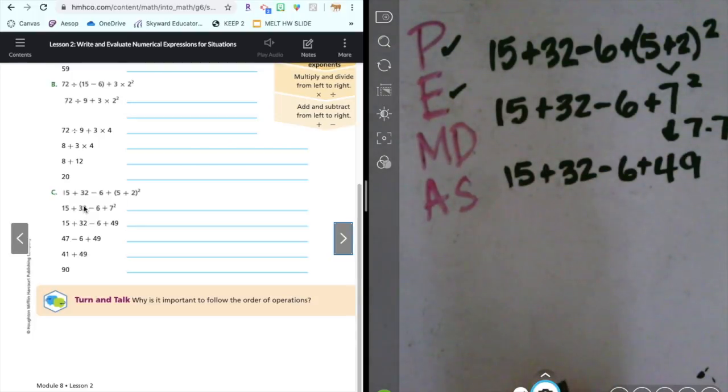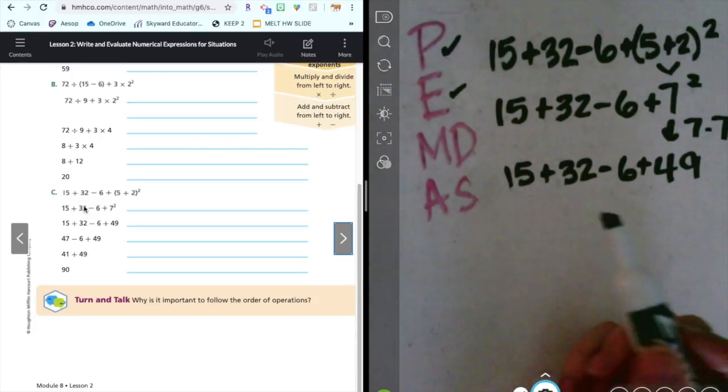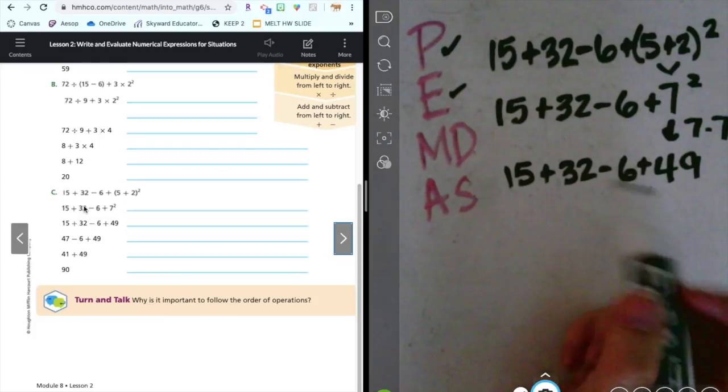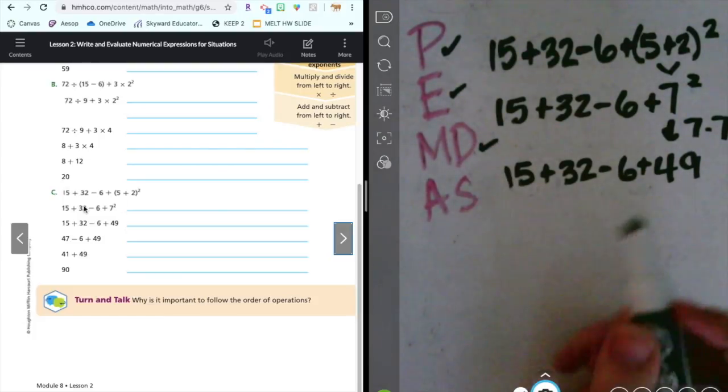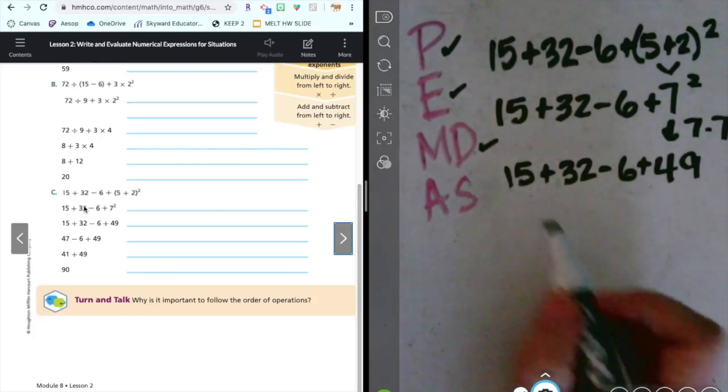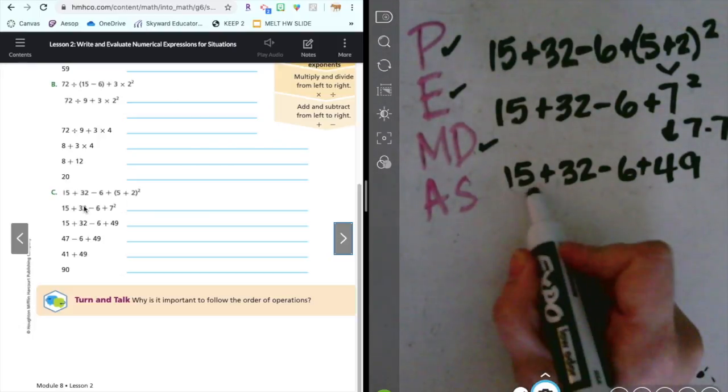All right. Okay, so multiply, divide. Do we have any of that? We do not, so we can just skip it and go to the next one. So left to right. So we're just going to start right at the beginning here.